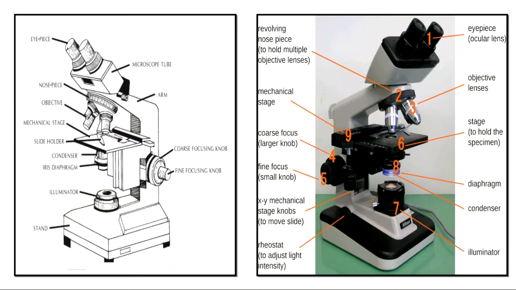Then the stage to hold the specimen. Then 7 is the illuminator through which the light passes, and it has a bulb there. Then the diaphragm or condenser allows how much light you want. Then there is the mechanical stage. If you want to move the slide left or right, it has a clip holder to hold the slide. And there are X and Y mechanical stage knobs to move the slide, and a rheostat to adjust the light intensity.